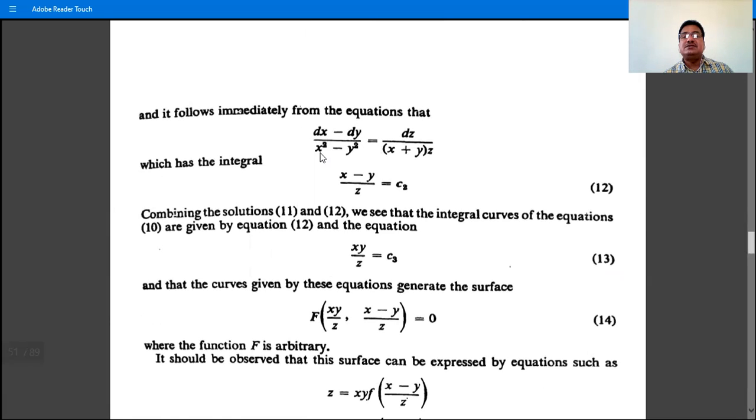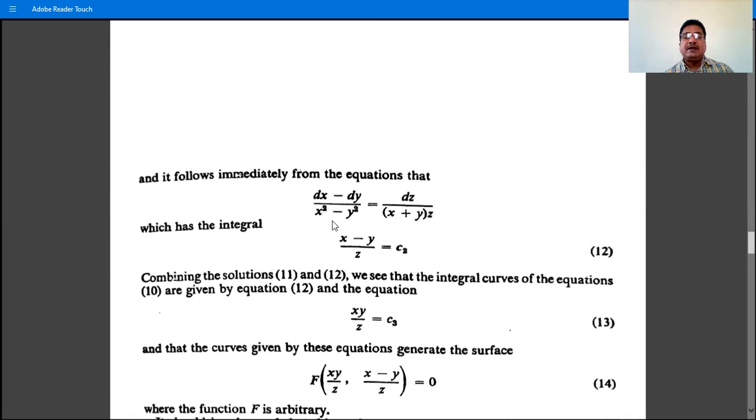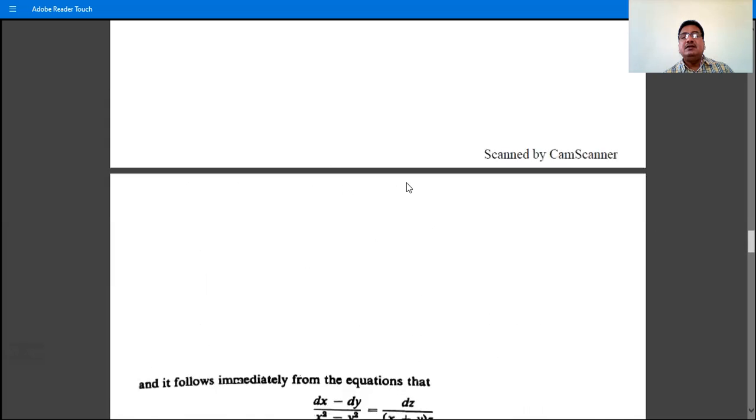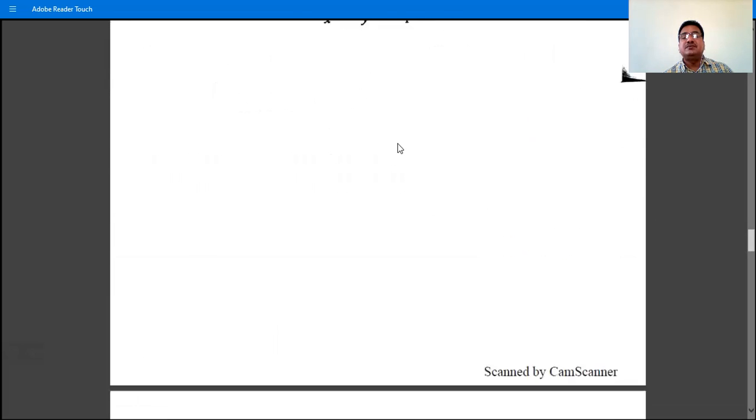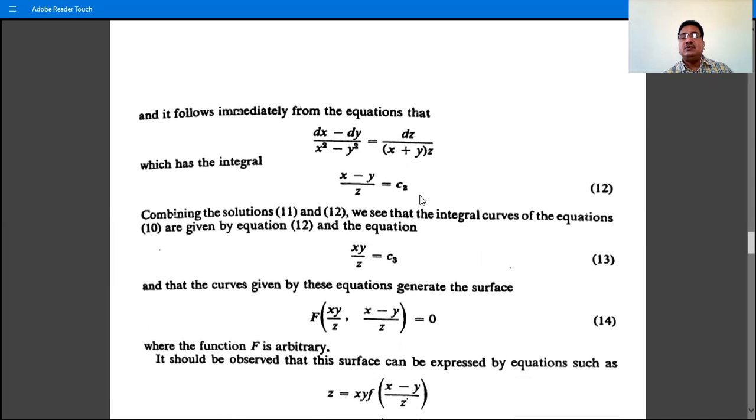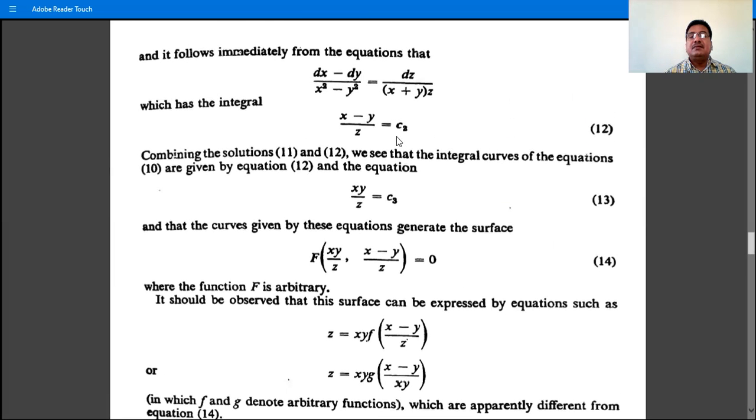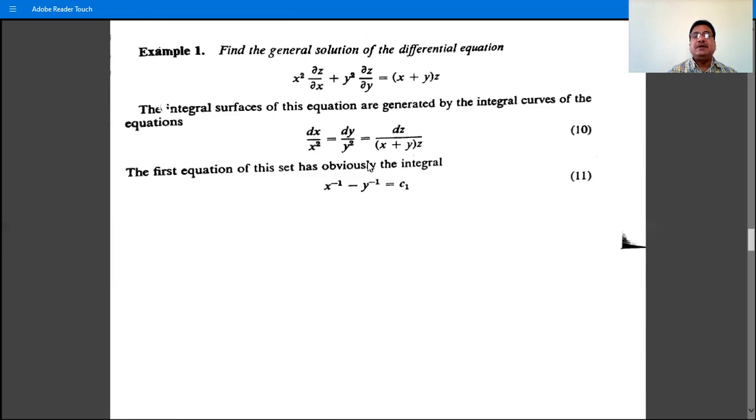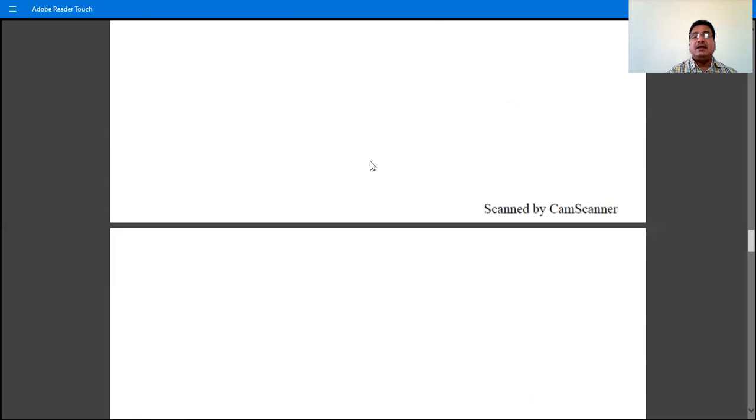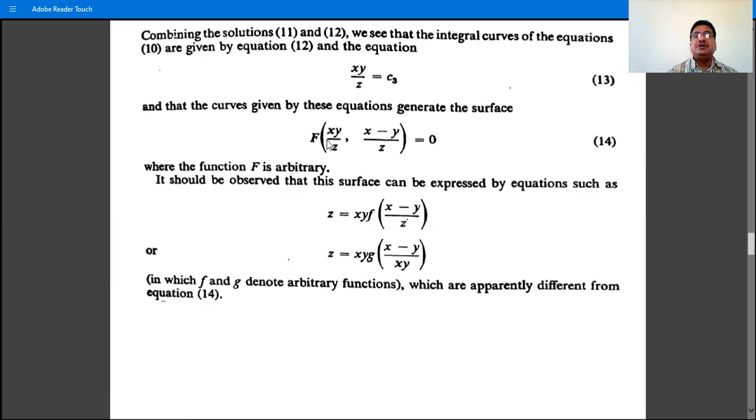Consider this dx minus dy divided by x square minus y square dz. You choose multipliers 1, minus 1 and 0, and in the place of each ratio consider the last ratio. We have this solution as c2, equation number 4. Then equations 3 and 4 form the general solution of the auxiliary differential equation dx by P, dy by Q, dz by R. And then the general solution of the given differential equation is what?